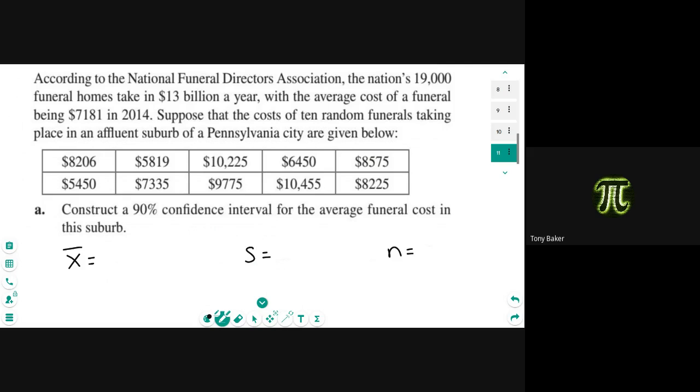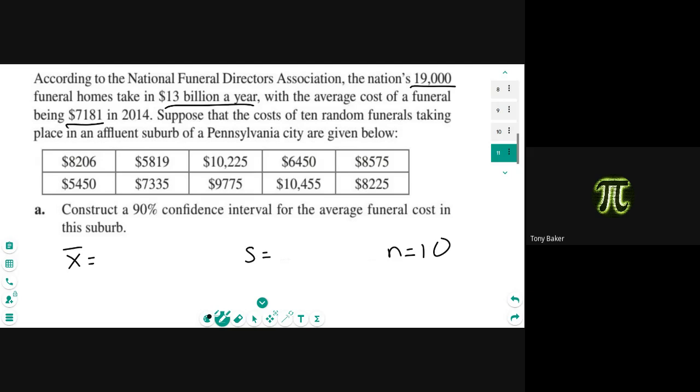10. And there's also 10 numbers here. So that's your sample. So yes, they give you that, and that, but none of those are about the sample. Those are about the population. So none of those are about the sample, and we can't use those in this situation.